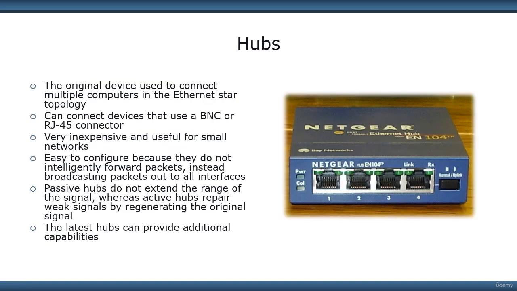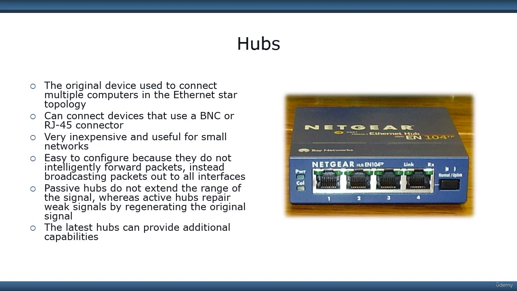The original device that was used to connect multiple computers in the Ethernet star topology is the hub. Okay, we see a very simple little Ethernet hub here in the image. They can connect devices that use either the BNC coaxial connectors or RJ45 connectors. These are extremely inexpensive and they're useful for small networks. They're very easy to configure. You simply connect the devices and then assign IP addresses that work together, or use automatic private IP addressing if you just need a small little network with no internet connectivity.